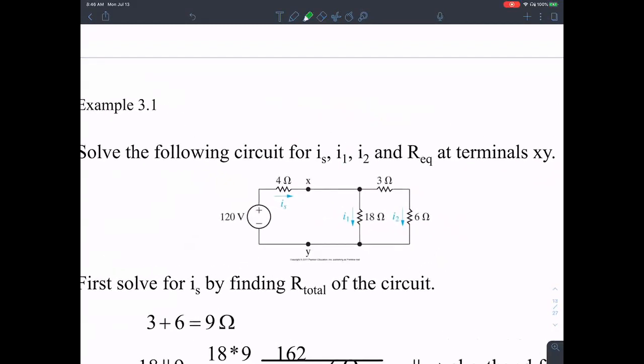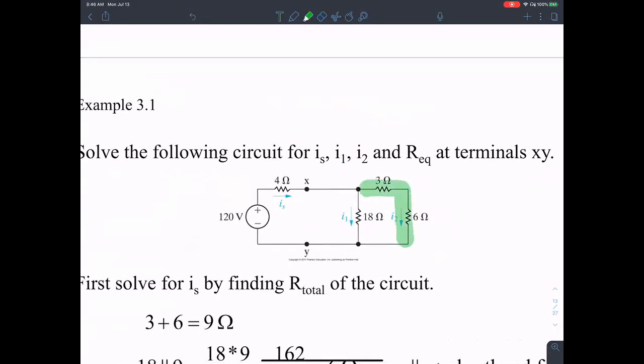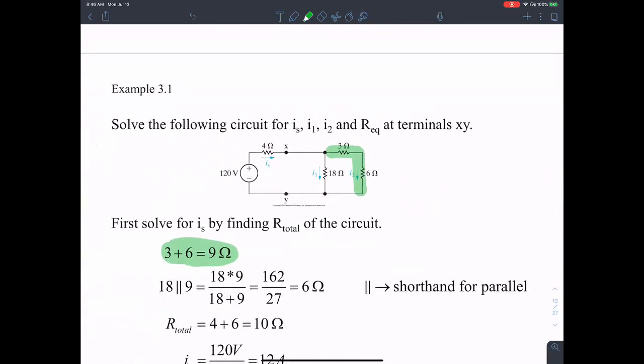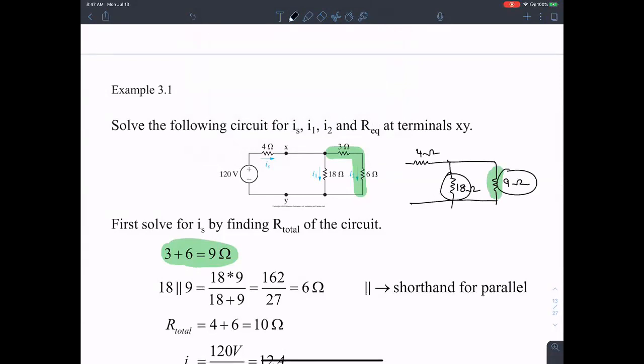And this is what I'm going to do. The first thing is to notice that these two resistances are in series, so I can simply add those values to get the equivalent resistance. That's what is being done here. Once I do that, there's a 4-ohm resistance, an 18-ohm resistance, and an equivalent 9-ohm resistance. So all of this 6 and 3 has been expressed as a 9-ohm resistance. Now I have the 18-ohm resistance in parallel with the 9-ohm resistance.